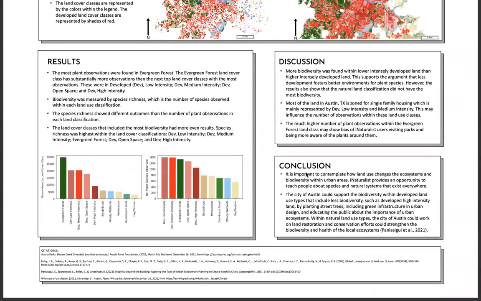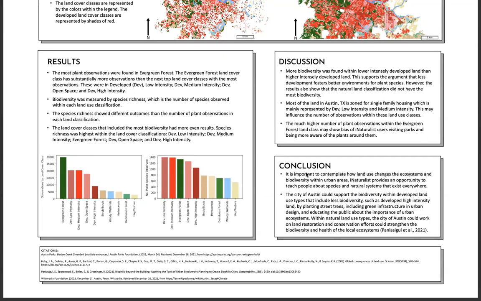The results showed that the most plant observations were found within the evergreen forest land cover class, which had substantially more observations than the next top land cover classes. The next top land cover classes were developed low intensity, developed medium intensity, developed open space, and developed high intensity. I measured biodiversity by species richness, which is the number of species observed within an area, and then the species richness showed different outcomes because they're much more evenly distributed.